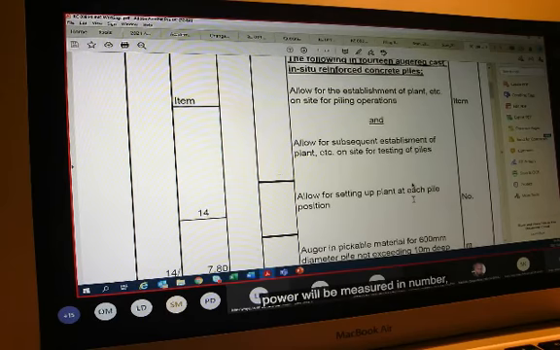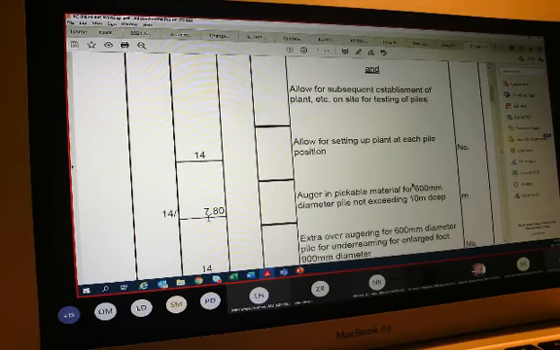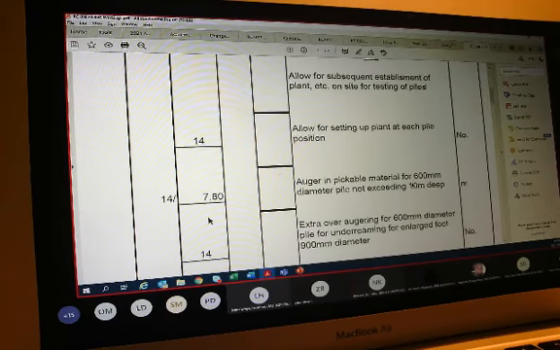So the setting up, it says on clause 4 on page 20, the setting up of plant at each pile other than sheet pile will be measured in number. So now it's easy. We say allow for the setting up of plant at each pile position. It's measured in number, and we have 14 of those as per the legend that we had received.